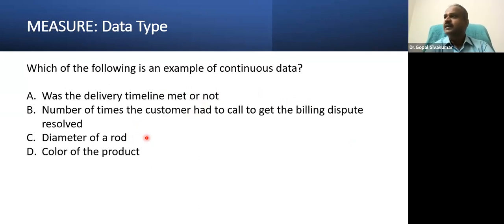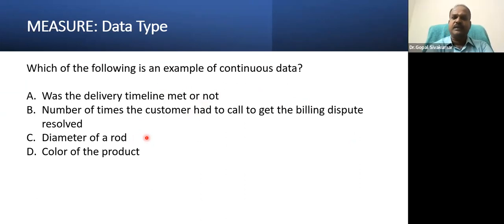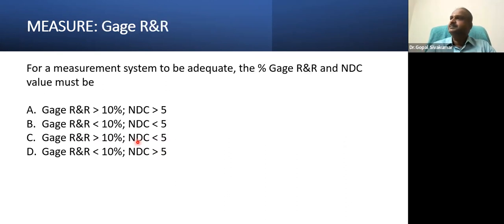What is B? Number of times the customer had to call to get the billing dispute resolved. Discrete data. How many times? Number of times you will call customer care. How do you know how many times you called? You have to count, isn't it? Countable data. So here diameter is the answer.